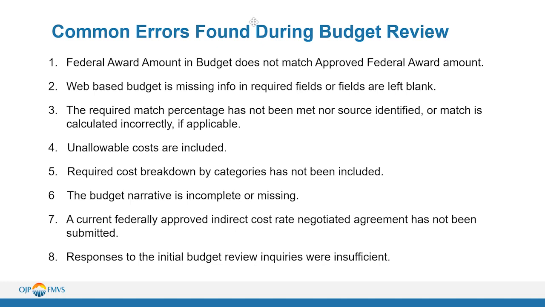And then I want to talk about one last one, number 5, the required cost breakdown by categories has not been included. So we want to make sure that you provide a detailed cost breakdown for each line item in the budget. For example, for personnel, you want to list by each position by title, employee name, and be sure to include the annual salary rate and percentage of time devoted to the project.